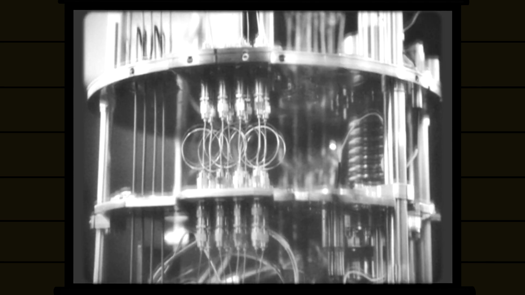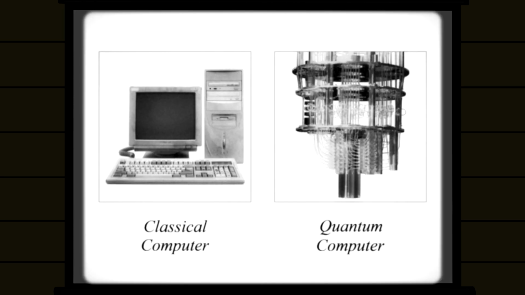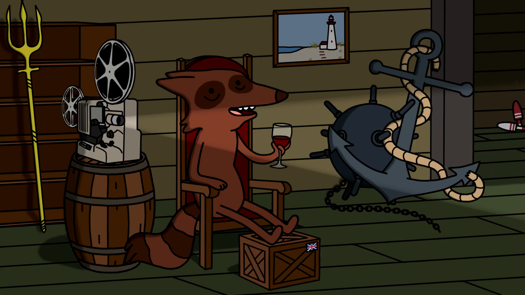Okay, this is a classical computer, and this is a quantum computer. Besides their physical appearance, what is the difference? Let's start with classical computers, since that's the one everyone is familiar with.